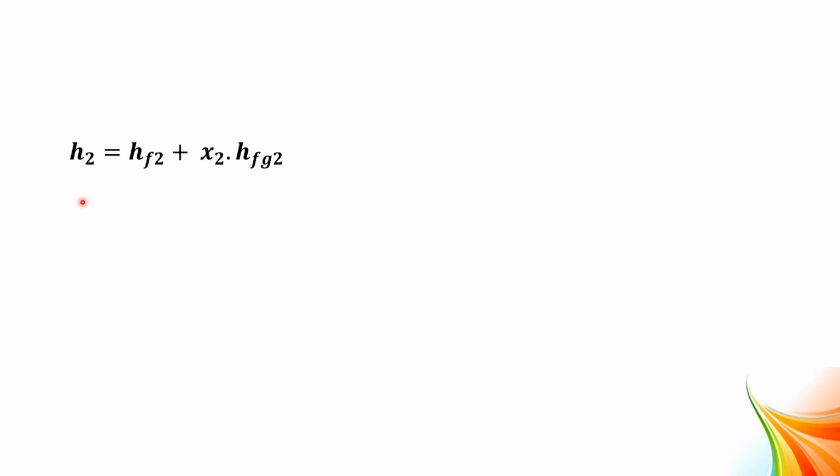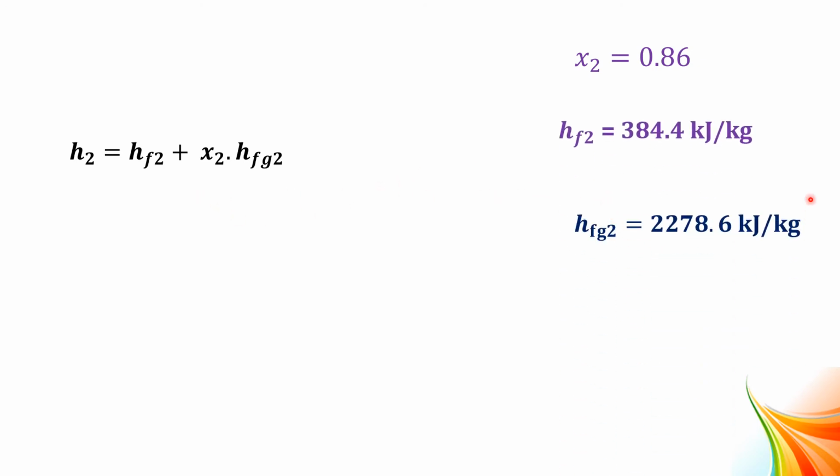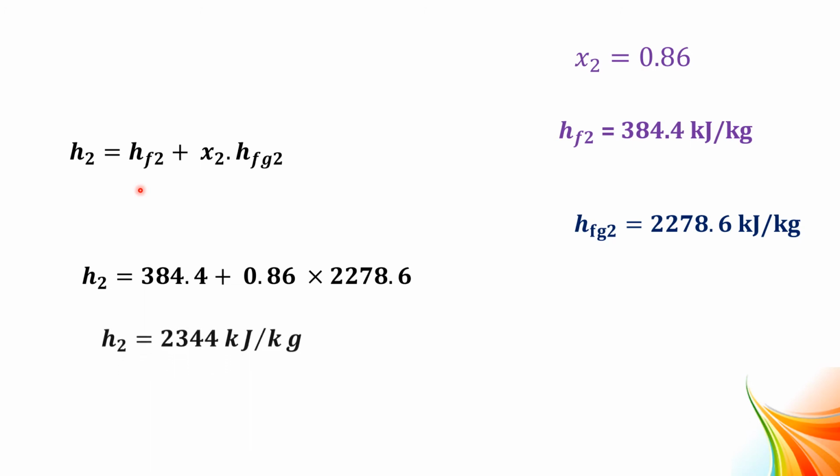Now we have to find out the specific enthalpy of steam at the exit of the nozzle, H2. H2 equal to HF2 plus X2 into HFG2. So X2 value we have obtained from the specific entropy equation, and HF2 and HFG2 values were taken from the steam table. Now substitute these three values in the H2 equation. We get the specific enthalpy of steam leaving the nozzle H2 equal to 2344 kilojoule per kilogram.